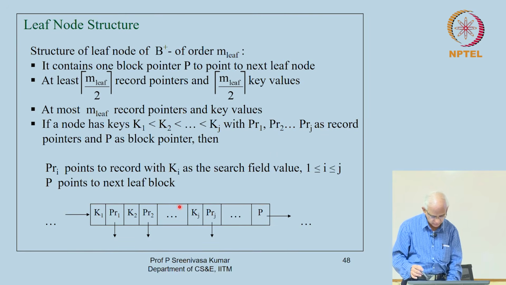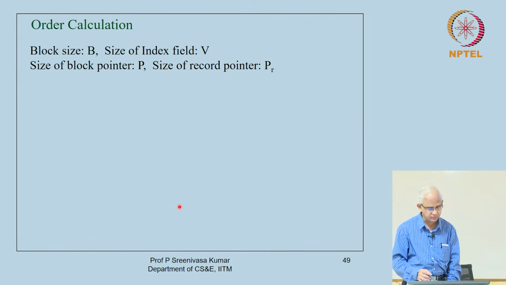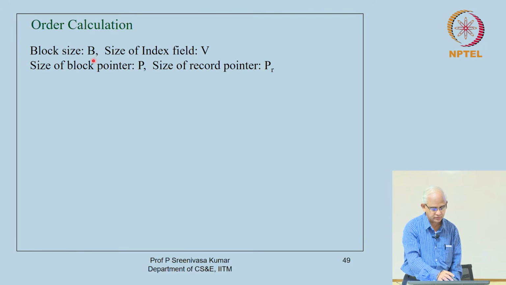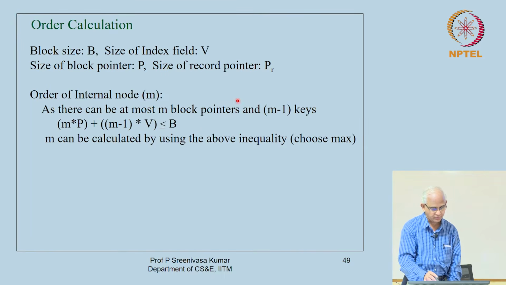Okay. So, now let us get some idea about what are these orders that we are talking about. Let us say block size B is given and the size of the index field is V. Then the size of the block pointer is P, the size of the record pointer is PR, all these are there. Then the order of the internal node basically is governed by this inequality.